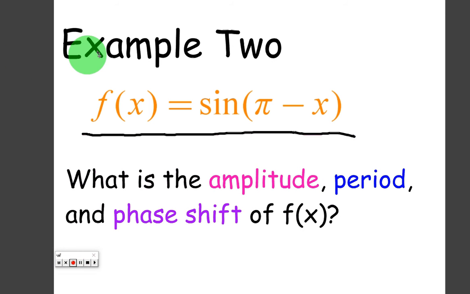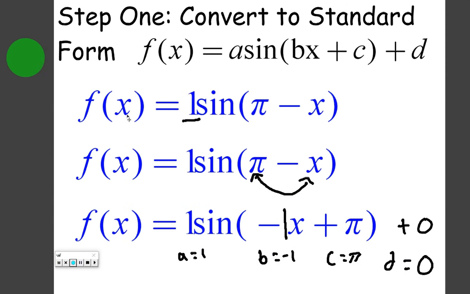Next up, we are going to be figuring out the amplitude, period, phase shift, and frequency of f of x equals sine of pi minus x. This is a more simple example than we did for example 1. Let's go ahead and get right to it.